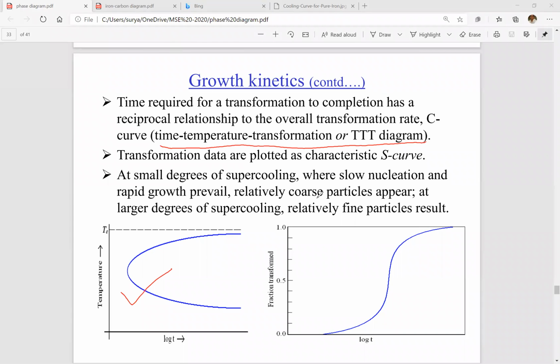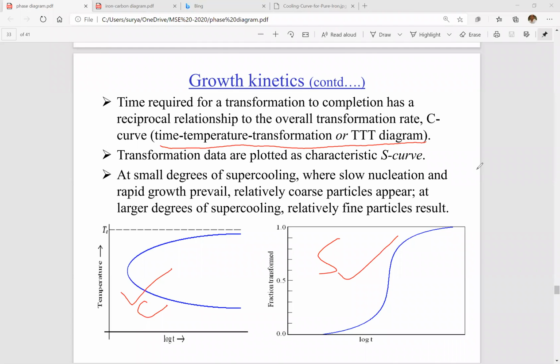Next, the transformation data are plotted as a characteristic S curve. This is the C curve and this is the S curve. See the shape of this. At a small degree of supercooling, where slow nucleation and rapid growth prevail, relatively coarse particles appear. At a larger degree of supercooling, fine particles appear.